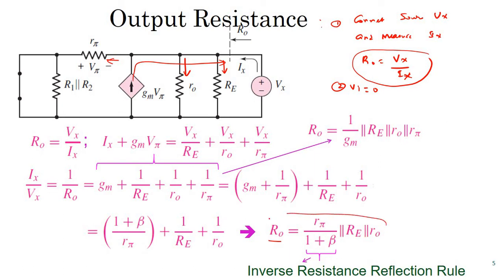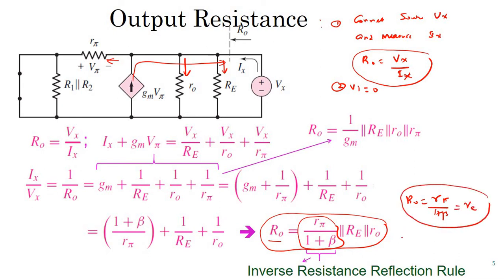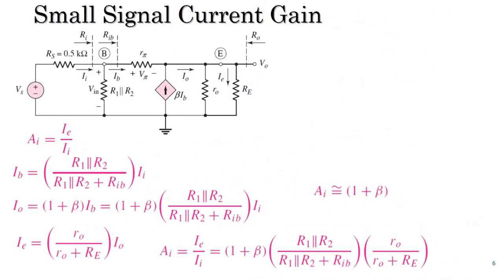Now this terminal has been considered as the output terminal. So R naught is equal to R pi by 1 plus beta, and if you make an approximation, out of these three combinations this is going to be the smaller value. So the equivalent impedance at the output will be R pi by 1 plus beta, parallel Re. This is the output impedance of your common collector amplifier, and this 1 by beta is nothing but the inverse resistance rule, which comes because of the difference in current between base and emitter, right?